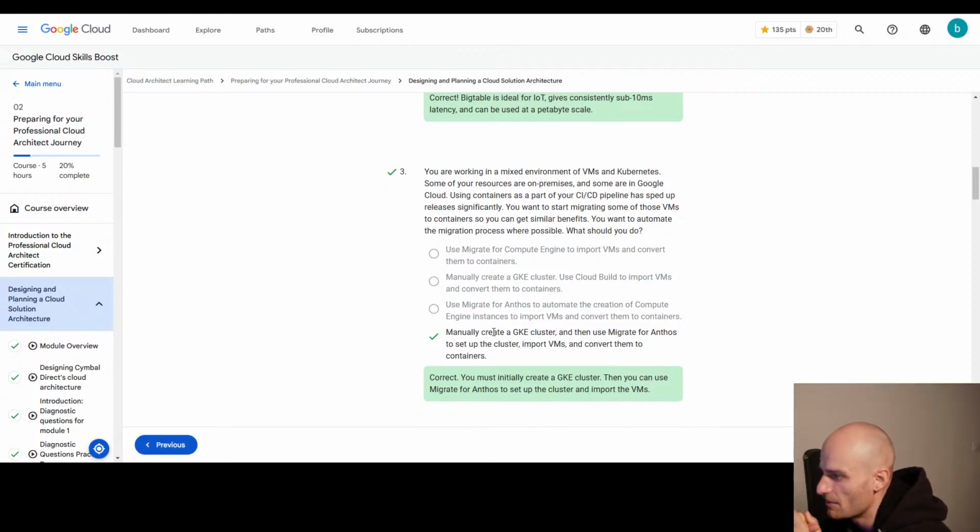You are working in a mixed environment of VMs and Kubernetes. You want to start migration from those VMs to manually create a GKE cluster and use Migrate. This was a lucky guess. So correct, you must initially create a GKE cluster, then you can use Migrate parameters to set up the cluster and import the VMs. Okay, so probably Migrate needs two parameters, the GKE cluster and the origin that needs to be replicated. Interesting.